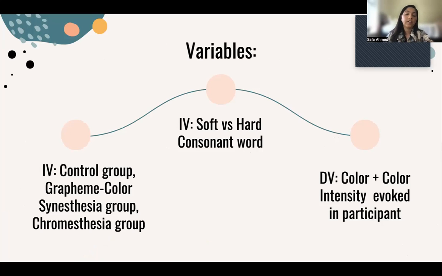For my independent variables, I was looking at the control group. I also had a grapheme color synesthesia group and a chromesthesia group. I was also looking at soft versus hard consonant words. For my dependent variables, I was studying both the color and the color intensity that was evoked in participants.